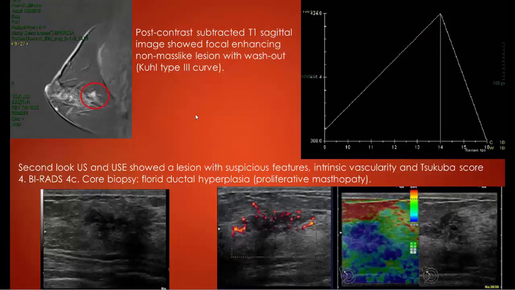Post contrast subtracted T1 showed focal enhancing non-mass-like lesion with wash-out type 3 curve, and ultrasound and elastography show suspicious area, intrinsic vascularity, stiff score four elastography, scored by BI-RADS 4C, core biopsy show florid ductal hyperplasia, proliferative mastopathy.